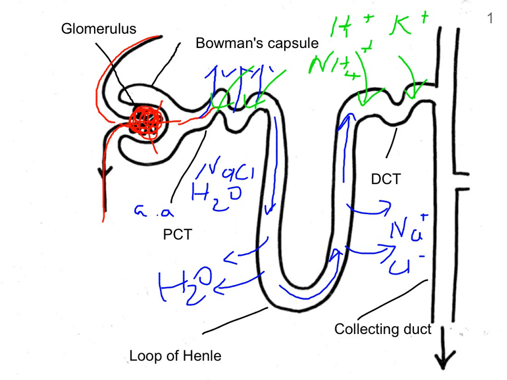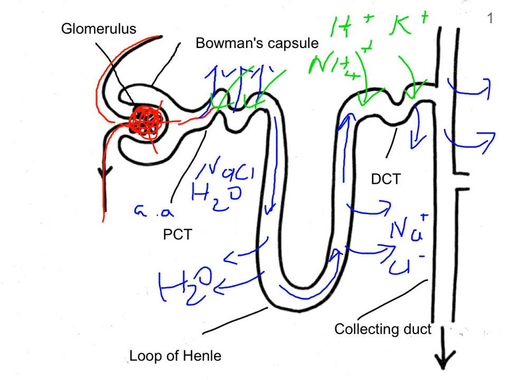ADH will cause reabsorption of water back into the peritubular capillaries in order to raise blood pressure, and aldosterone will cause reabsorption of sodium ions, and then water and other ions follow. This also will help to raise blood pressure. So those two hormones are going to be acting on the distal convoluted tubule and collecting duct. ADH to cause water reabsorption, aldosterone to cause sodium reabsorption, and then water and other ions follow.